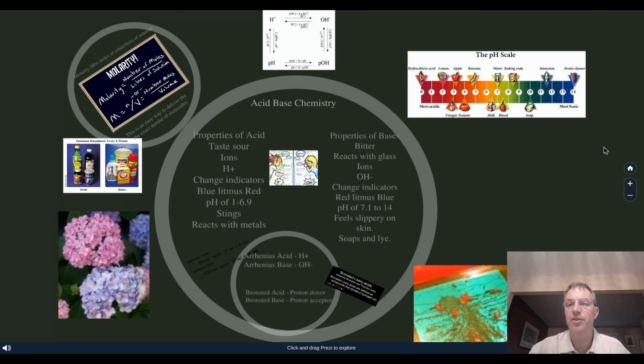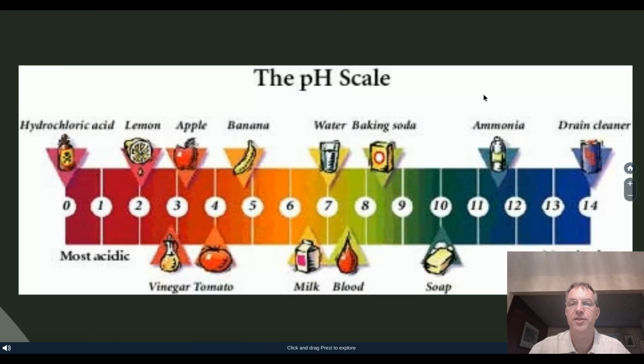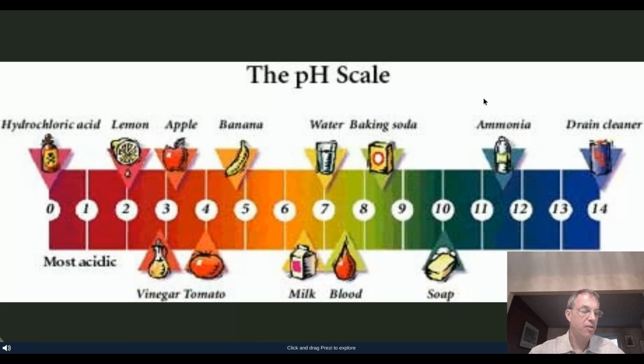Now, a couple other things. I really like this over here, this pH scale. We'll go into pH later. The biggest thing I'd like you to know about pH is this scale: below 7 is acidic, high is basic, 7 is neutral. Below 3 and above 11 is dangerous for our skin.